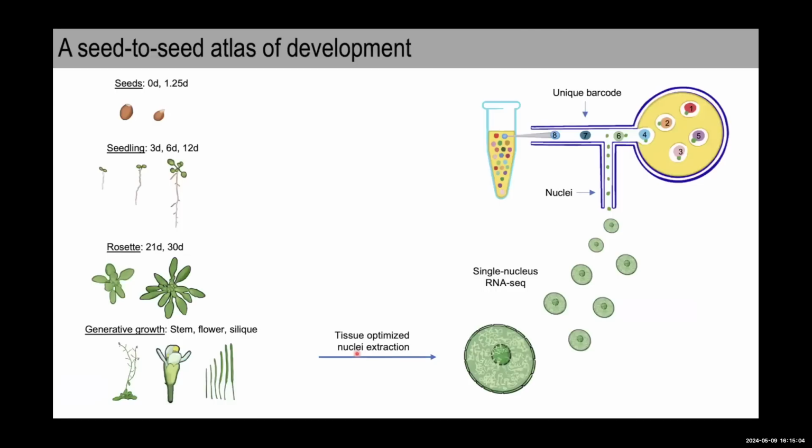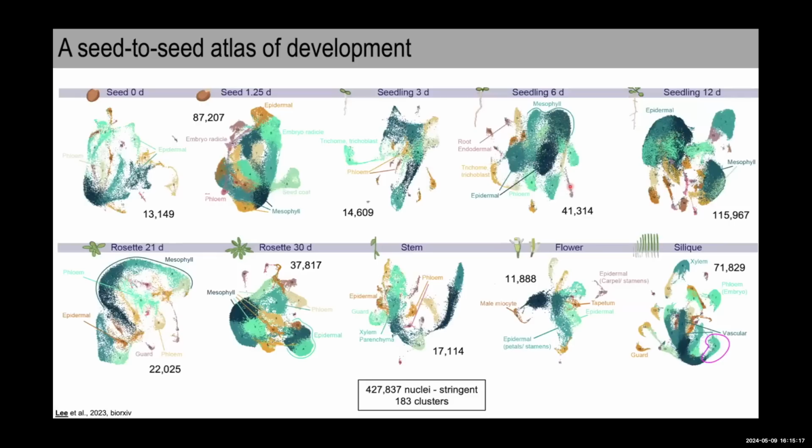So just very briefly about the experiment that we performed in the lab for the atlas: we took these 10 developmental stages of Arabidopsis. We performed nuclei extraction and generated single cell sequencing data sets. How that looked in total was these 10 data sets with over 400,000 nuclei. And what we found was that some of these data sets, particularly the seed and Silique data sets, had quite a bit of challenges with the annotation downstream.